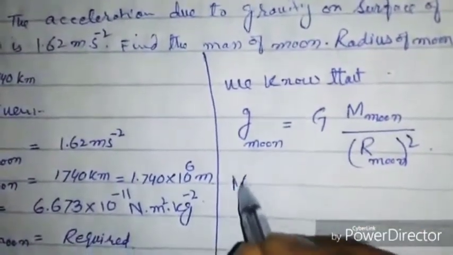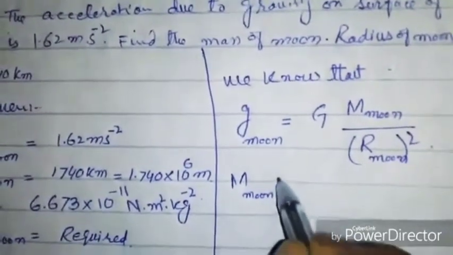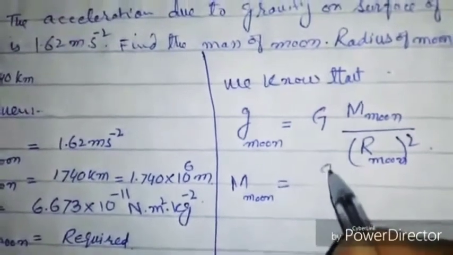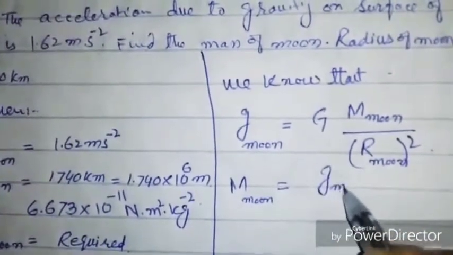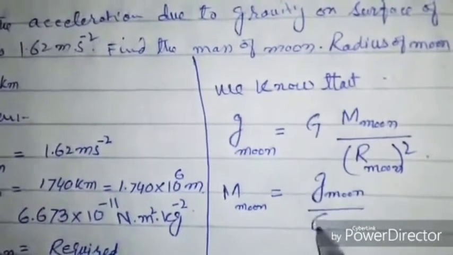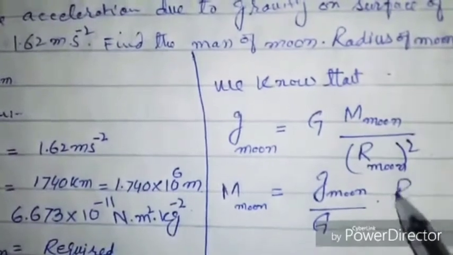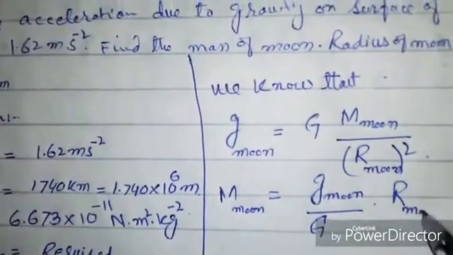Now mass of moon is equal to g at moon over capital G into radius of moon square.